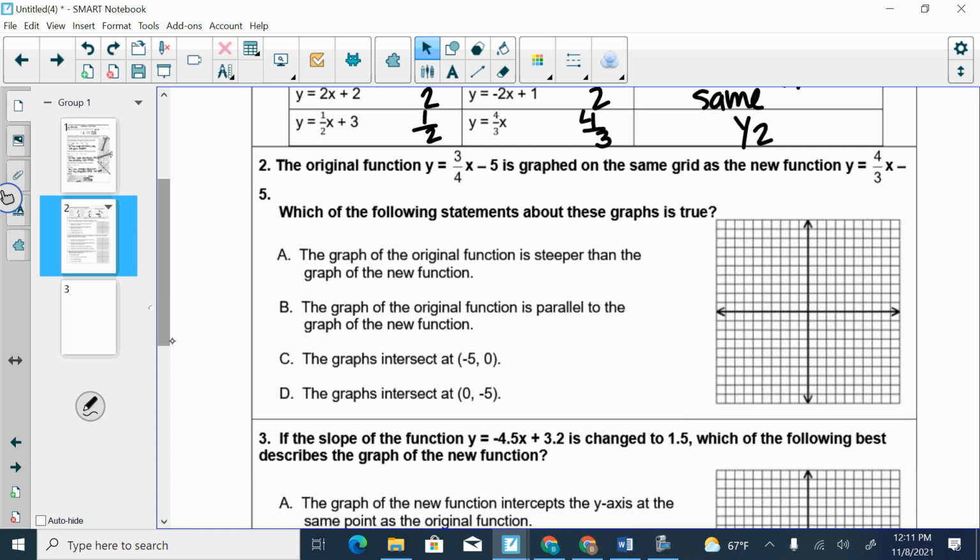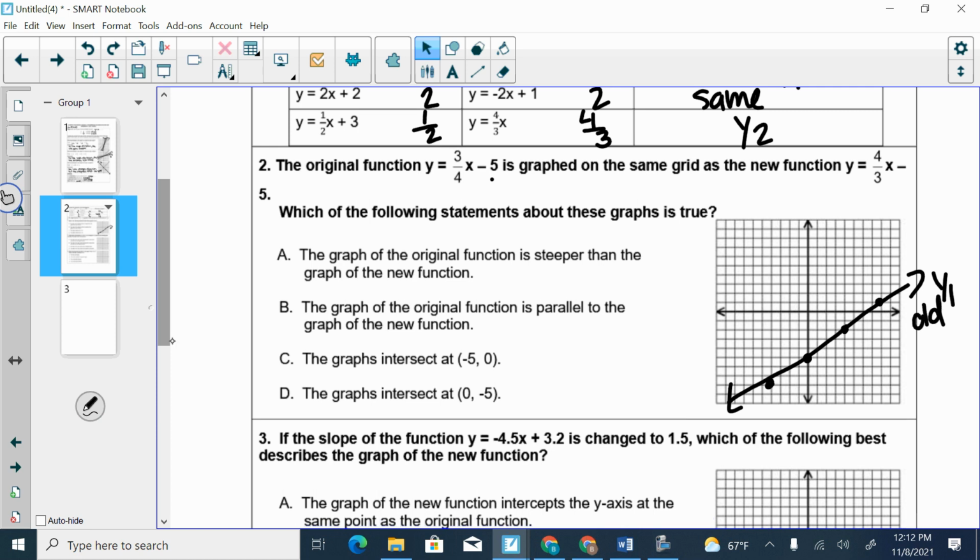So on this first equation, where are we going to start our line at? -5. Okay, and our slope is 3/4, so that means we're going to go up and over how much? Very good. Okay, so there's the first one, or Y1, we'll call it. All right. Or you can call it the old one. I think that's what they called it, the old or the original.